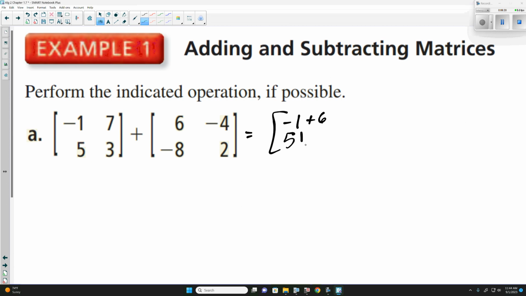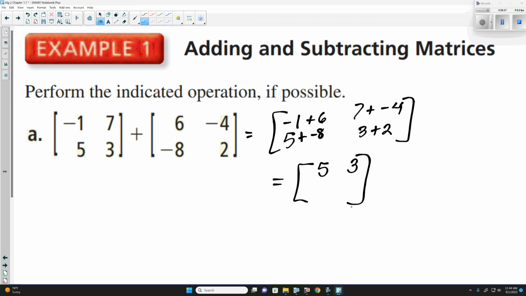5 plus what? 5 plus negative 8. 7 plus negative 4. Well, we kind of jumped around there. So negative 1 plus 6. 7 plus negative 4. 5 plus negative 8. 3 plus 2. Well, negative 1 plus 6 is 5. 7 plus negative 4 is 3. 5 plus negative 8 is negative 3. And 3 plus 2 is 5. Questions on any of this here?